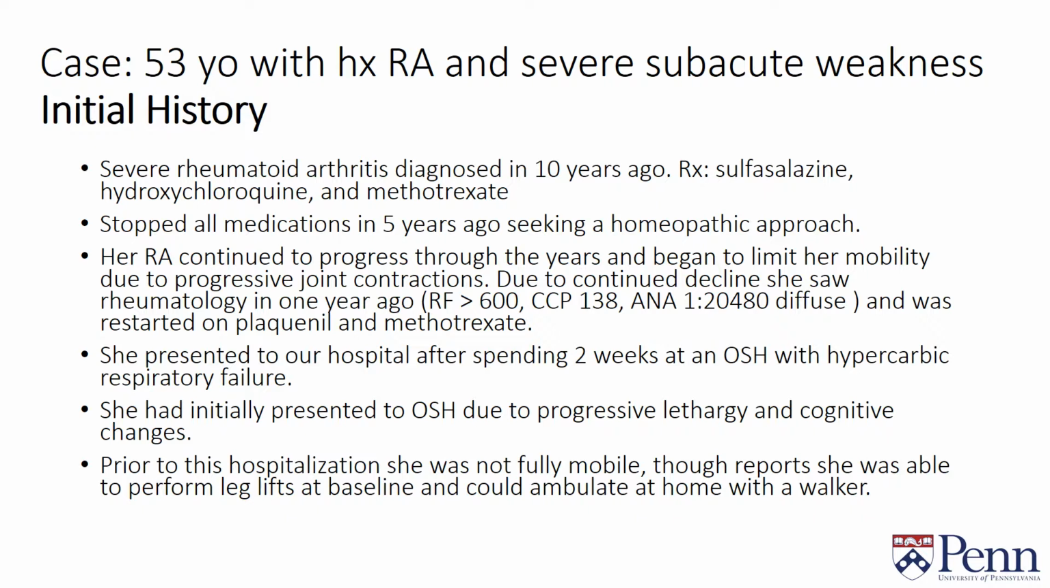She saw rheumatology the year prior to seeing us, had multiple rheumatologic markers that were floridly positive. She was started on Plaquenil and methotrexate. She came to the hospital after spending 2 weeks at an outside hospital with hypercarbic respiratory failure. She had initially presented to the outside hospital with progressive lethargy and cognitive changes likely due to her respiratory failure. She did have mobility issues, but that had appeared to have declined in the months leading up to this episode of respiratory failure.